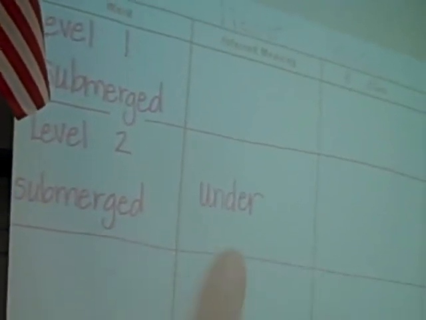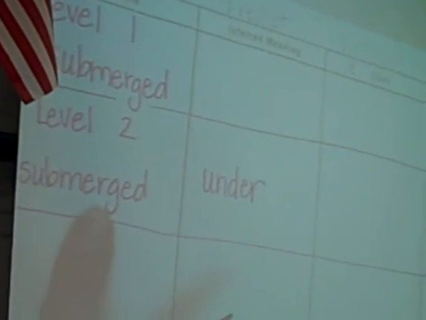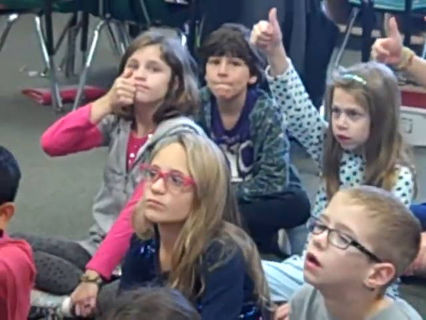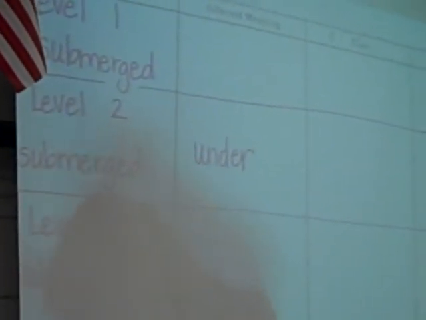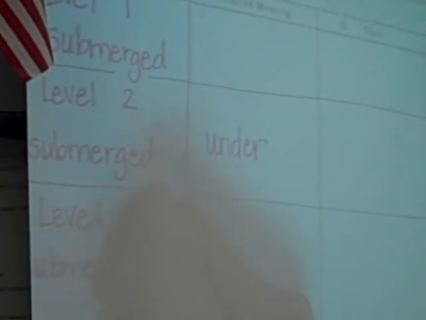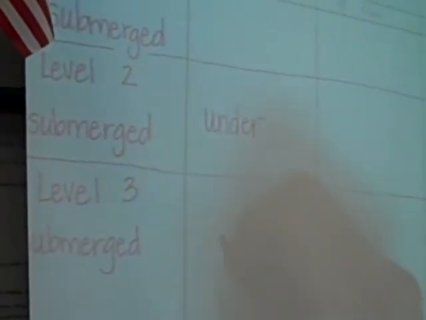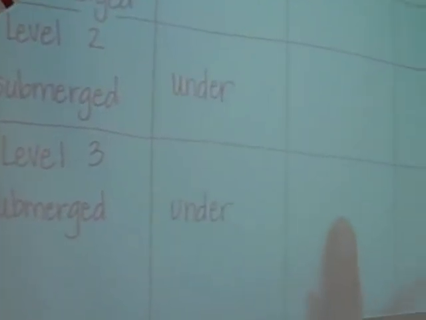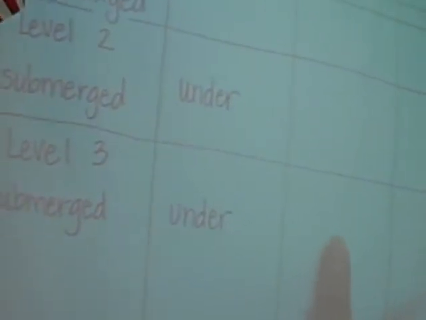Thumbs up if we did this part yesterday. Okay, we identified our words and we predicted or inferred what we thought that word might mean. A level 3. Here's what we're going to do today. We're going to identify the word. We're going to predict its meaning. And now we're going to use our strategies.